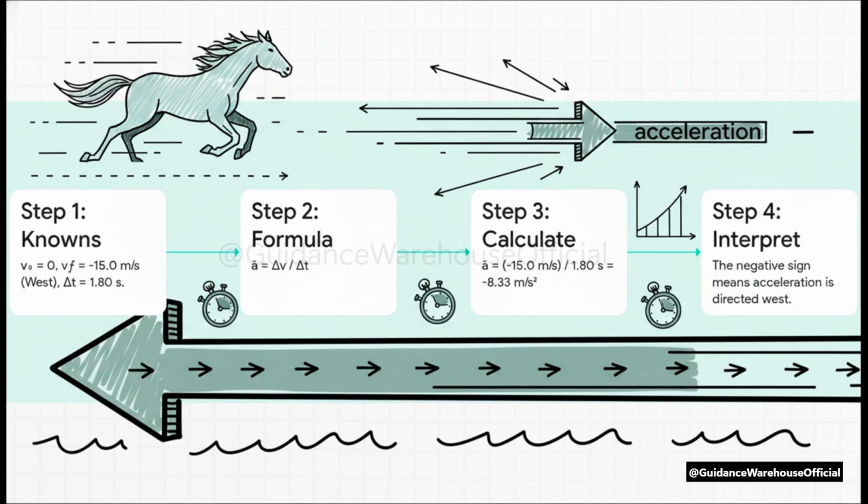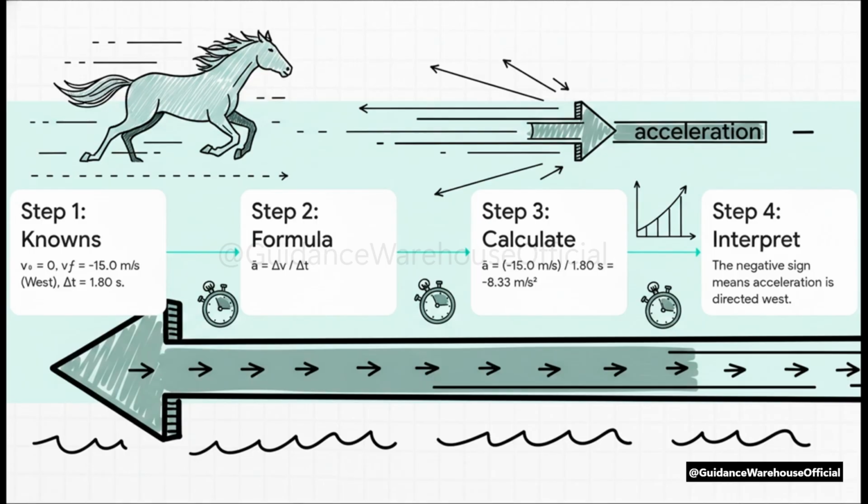Okay, now we just plug those numbers into our formula. We get negative 15.0 divided by 1.80, and that gives us an acceleration of negative 8.33 meters per second squared. Now don't let that negative sign throw you off. All it's telling us is the direction. The acceleration is pointing west, the same direction the horse is running.